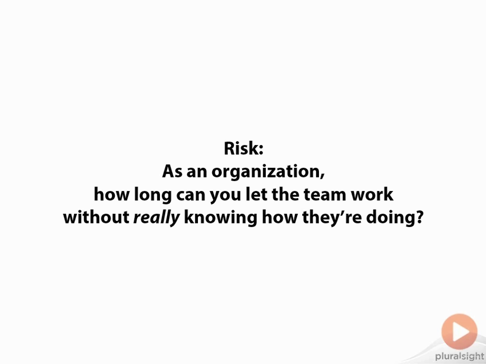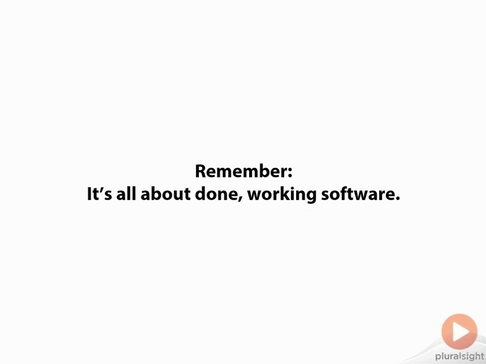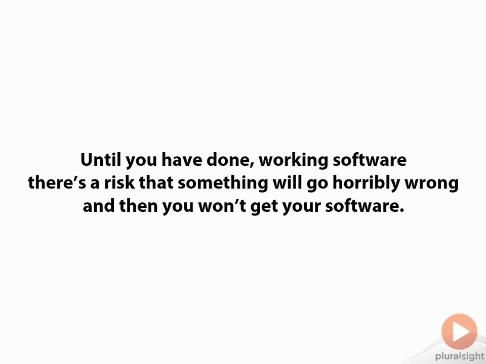So in that risk thing, here's the calculation. As an organization, how long can you let the team go off and do their thing and work on their software without really knowing how they're doing? Because you don't really know until you have done working software. And remember, it's all about that done working software. So until you have it, there's always that risk that something could go wrong and you won't get it. Once again, this is coming back to fear. So you're afraid you won't get your software. That's your risk. It depends on how long you can wait to know whether or not your team is doing well or not doing well, and if they're going to deliver you done working software.